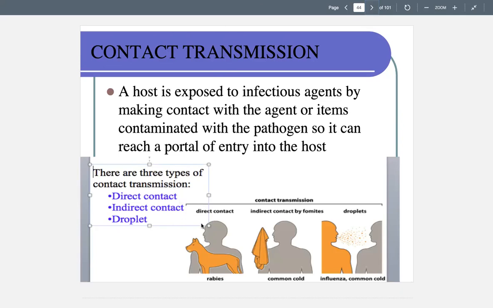So with direct contact, there is direct contact with the agents or with the items where the pathogens are. For example, the rabies virus is a direct contact, because the rabies virus is in the saliva of the dog and then you get bitten. Direct contact, there is a portal of entry.